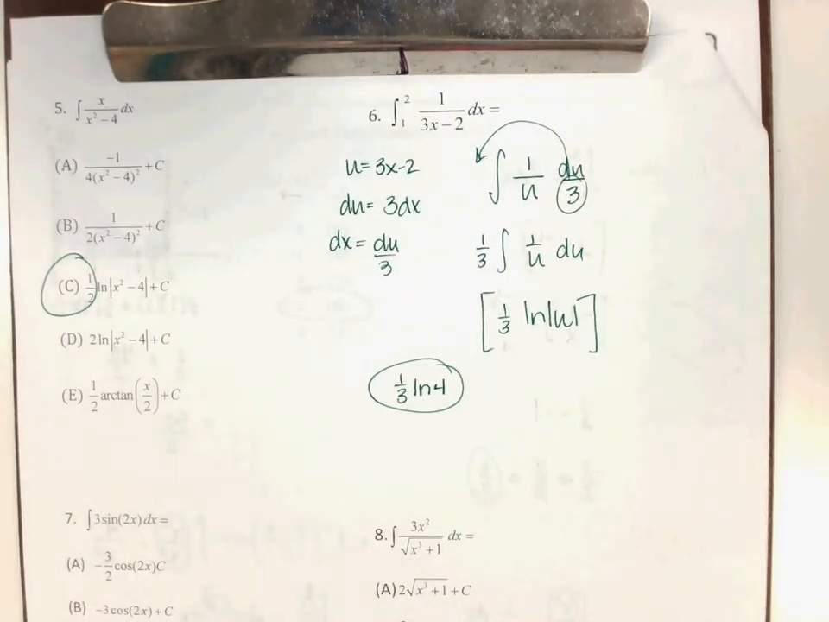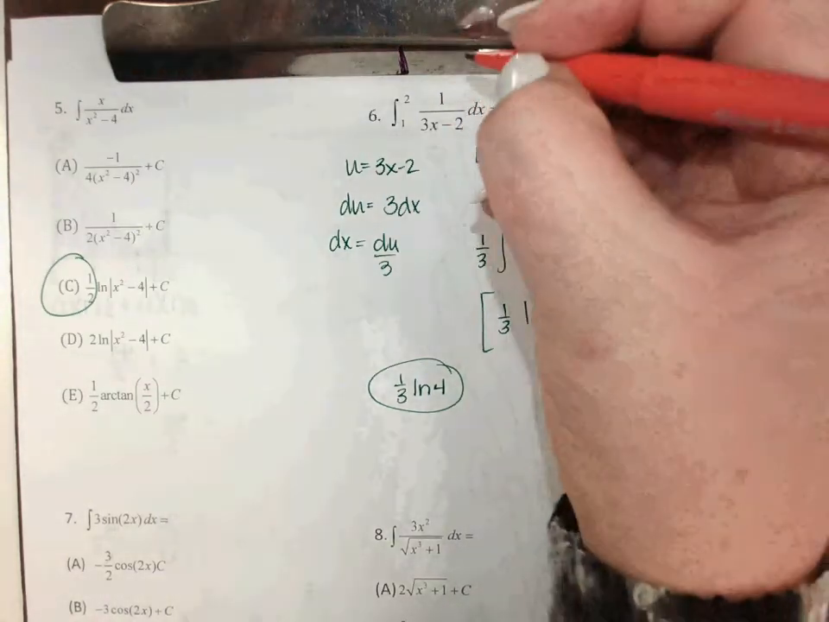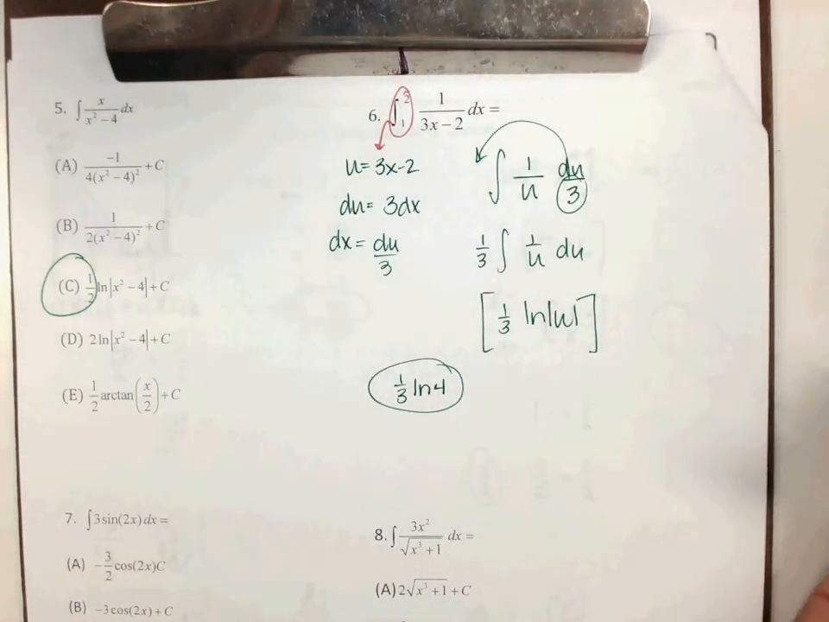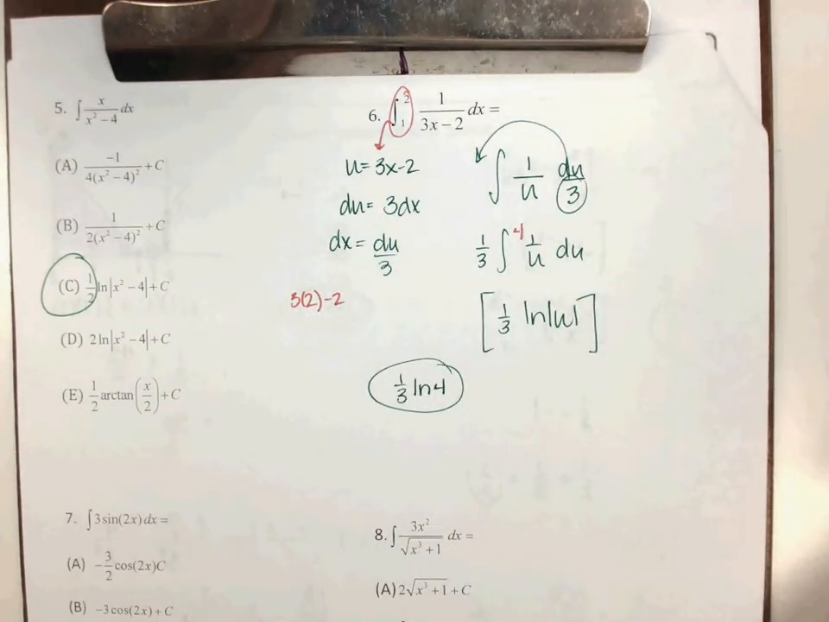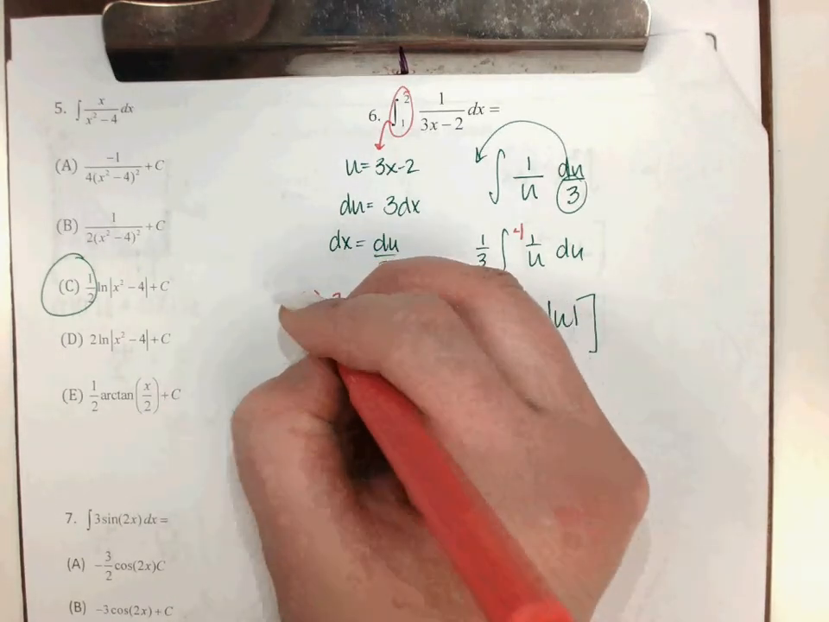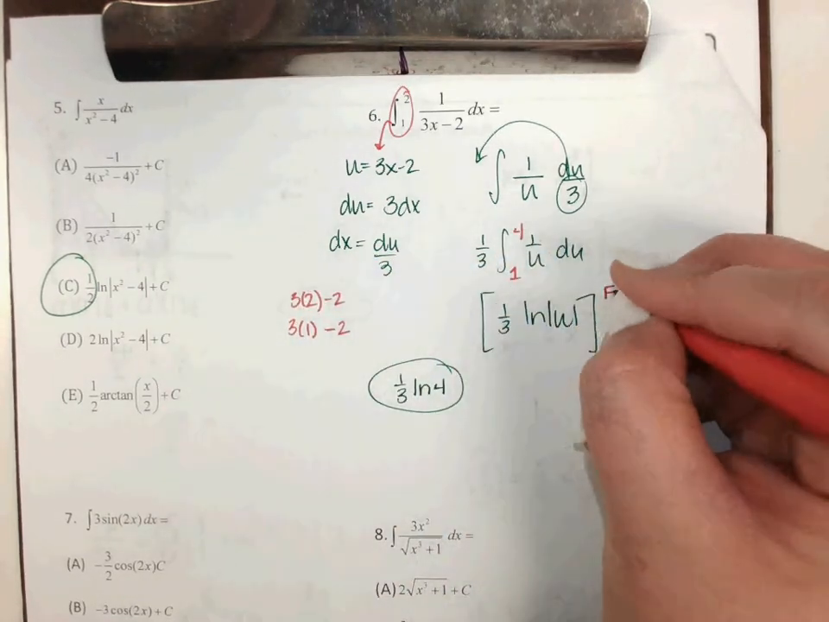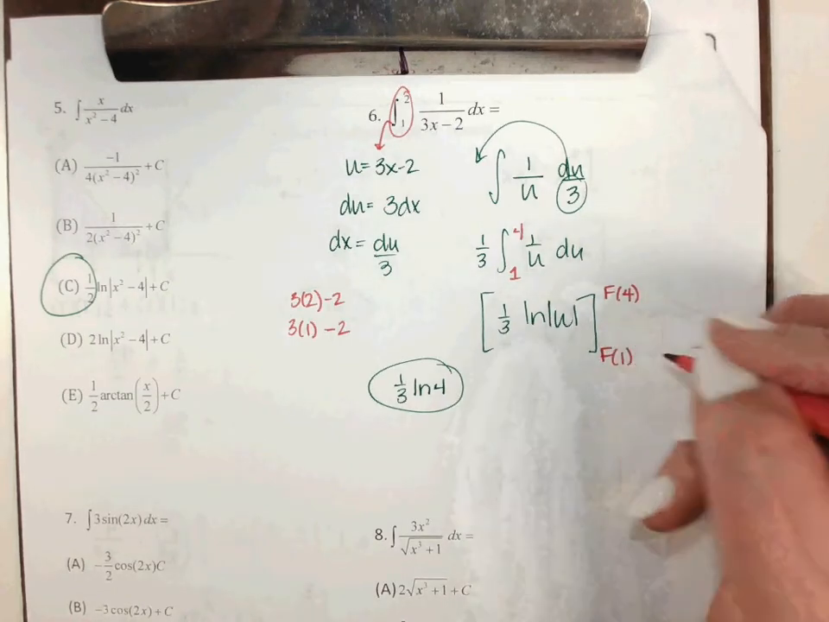Now, question, do I go back to my original endpoints? You can do that if you switch this back to x, but I'm not going to do that. I'm going to change them. So my top endpoint was a 2. What's 3 times 2? 6 minus 2, that's my new top endpoint, a 4. So I take my 2 and my 1, I plug them in here. 3 times 1 is 3, minus 2 is a 1. And then I'll plug in 4 and 1.